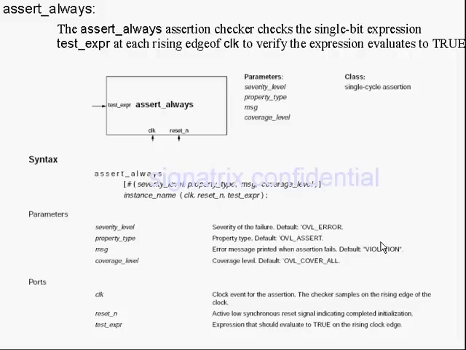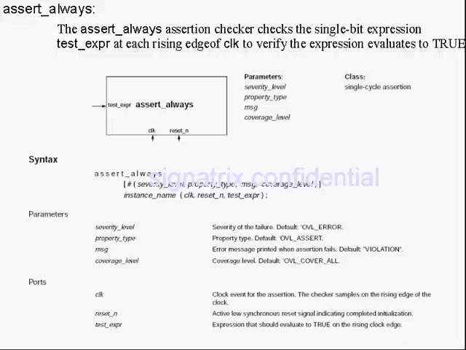The first assertion we are going to see here is assert always. The assert always assertion checker checks the single-bit expression, that is the test expression, at each rising edge of the clock to verify the expression evaluates to true. For example, we have an assert always block. For that we give the test expression as an input, and two global inputs we have already discussed, that is global clock and global reset.